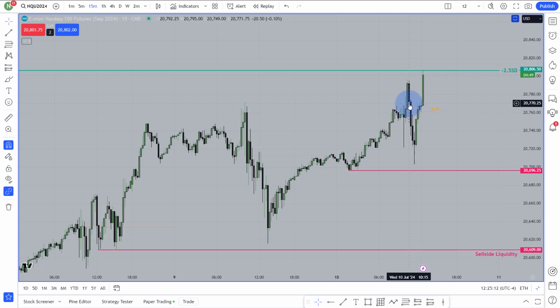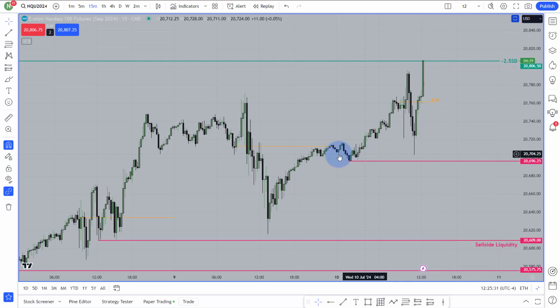Fed chair Powell speaks. Now, most of the time, Fed chair Powell will actually make choppiness in the market, and when I go to the 1-minute chart, you will see there is very nice choppiness. This is minus 2.5 standard deviation from the monthly chart. My expectation was the market is going to that minus 2.5 standard deviation.